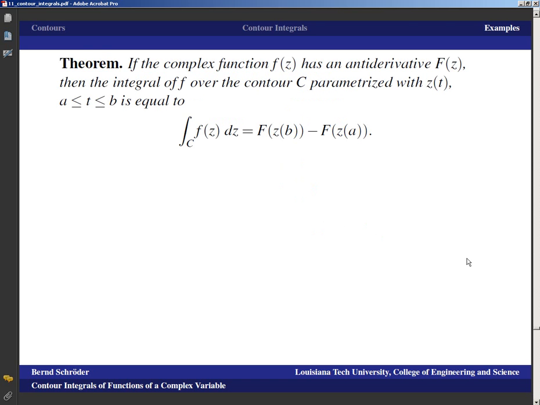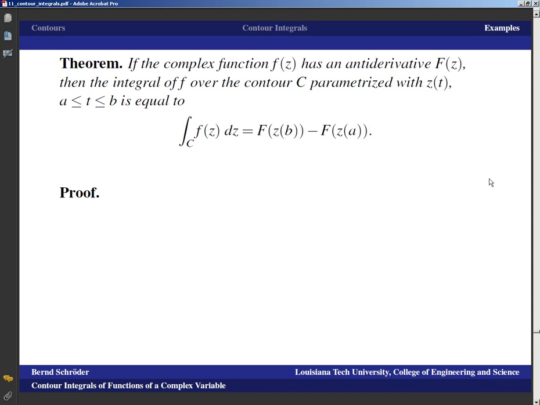Okay, theorem. If our complex function f has an antiderivative capital F of z, then the integral of f over the contour c parameterized with z of t, t going from a to b, is equal to the value of the antiderivative at the endpoint minus the value of the antiderivative at the starting point. So this is sort of like a fundamental theorem of calculus for contour integrals.